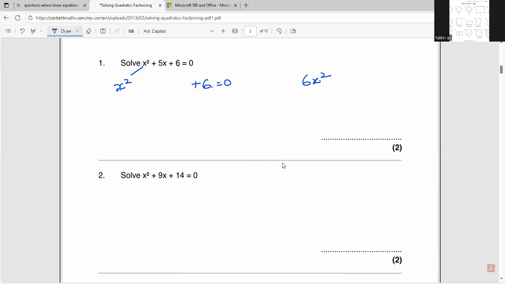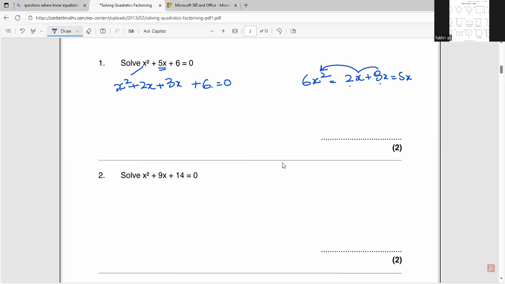We say that 2x plus 3x is 5x, and when I multiply it, I get 6x square. So I just write 2x plus 3x. Other factors may also give 6x square, but adding and subtracting will not give me 5x.